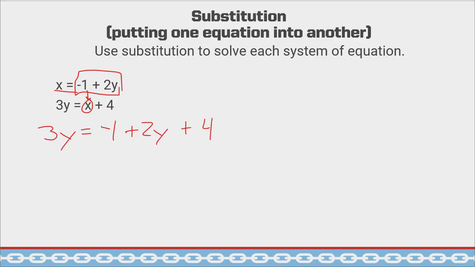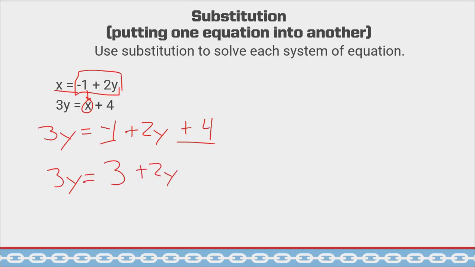Okay, so now I am going to work on isolating the variable, right? Before I do that, I'm going to combine some like terms here. I get 3y equals negative 1 plus 4 is 3 plus 2y.